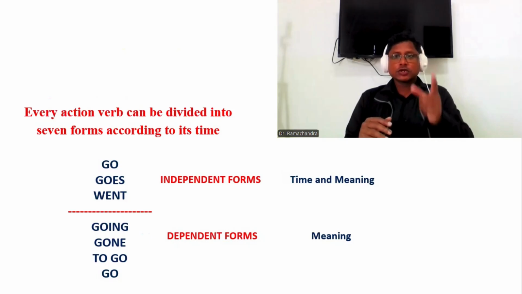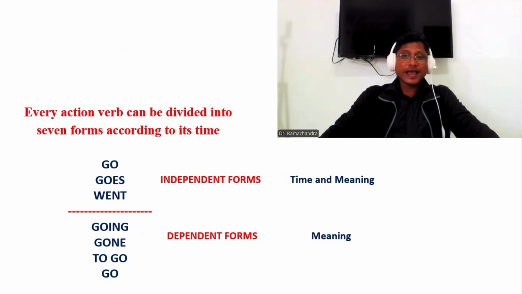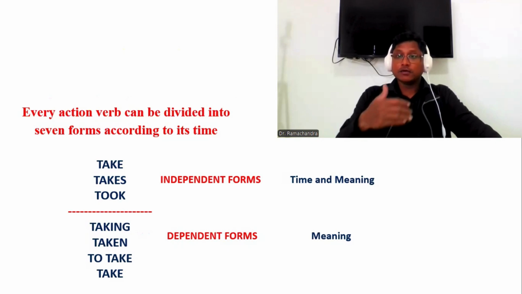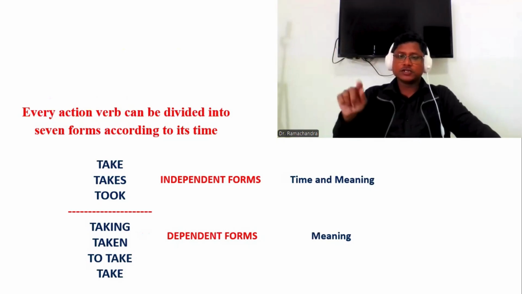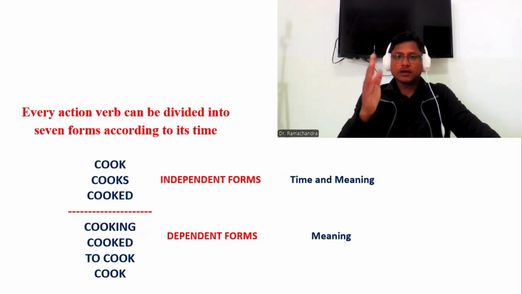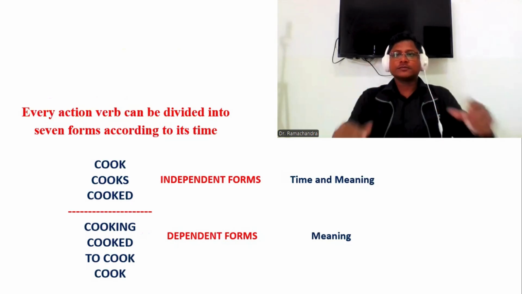Now look at this. This is a strong verb. This is an irregular verb. But now we look at another verb. Look at that. Take, takes, took, taking, taken, to take, and take. Same. This is also a strong verb, an irregular verb, because the form completely changed. If it is a weak verb, a regular verb, we simply add ed to that. We look at that one also. Look at this. Cook, cooks, cooked, cooking, cooked, to cook, and cook. We are going to look at when and where, how we should use these forms.